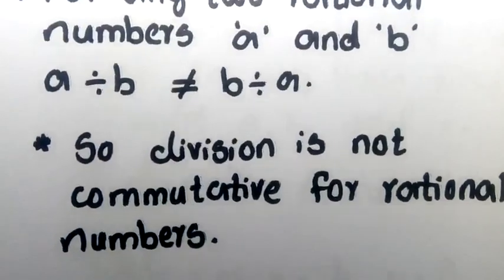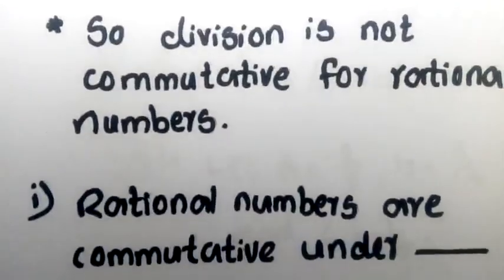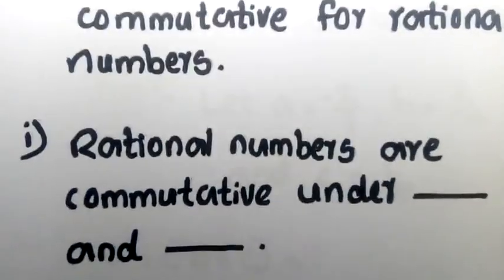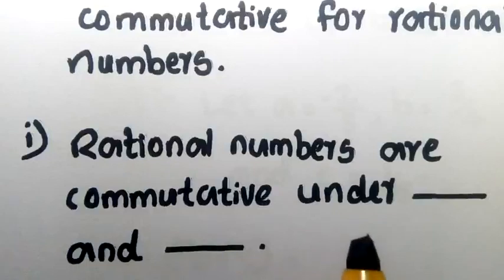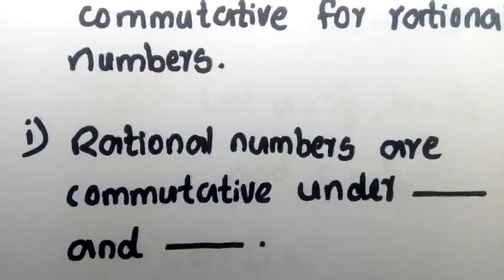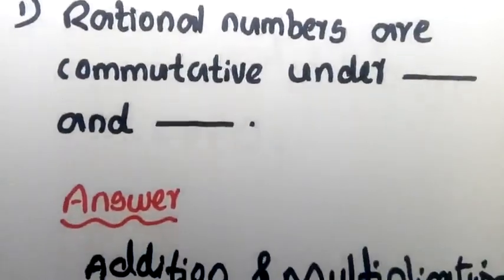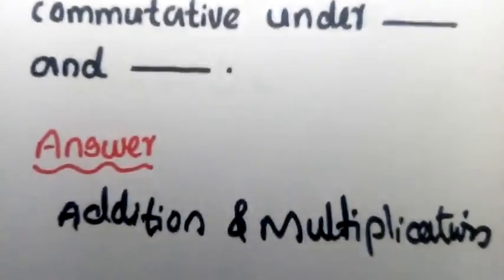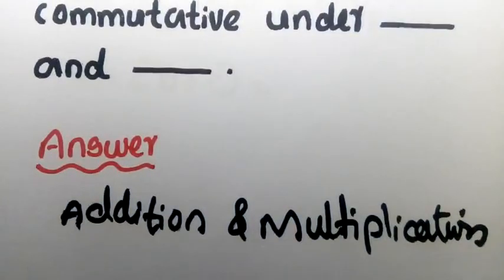One of the important one-word questions asked from this topic is: rational numbers are commutative under dash and dash. What is the answer? The answer is addition and multiplication.